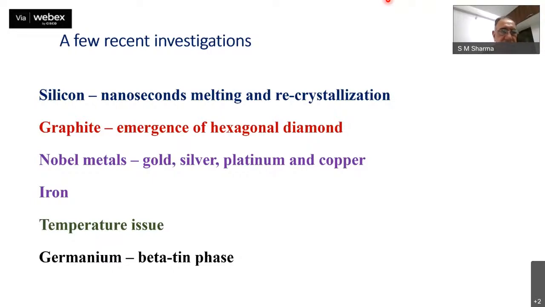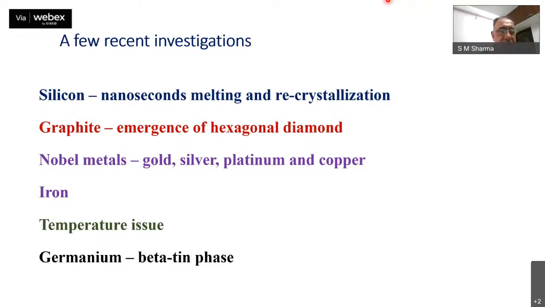Silicon, I briefly talked about in the last talk, and I will revisit this to make a few points. Then we will discuss graphite and show that it transforms to a very unique form of diamond, which is called hexagonal diamond. Normal diamond is cubic diamond, so it transforms to hexagonal diamond, which has been theoretically predicted to be much harder than the cubic diamond.